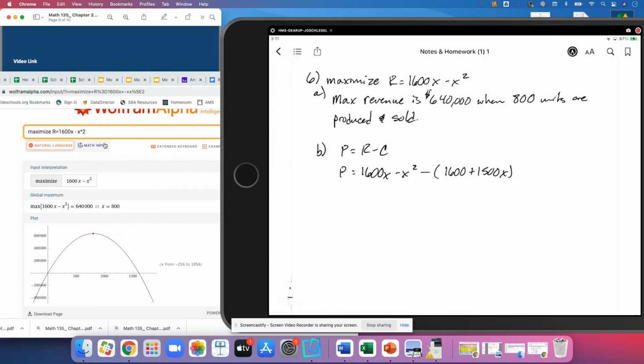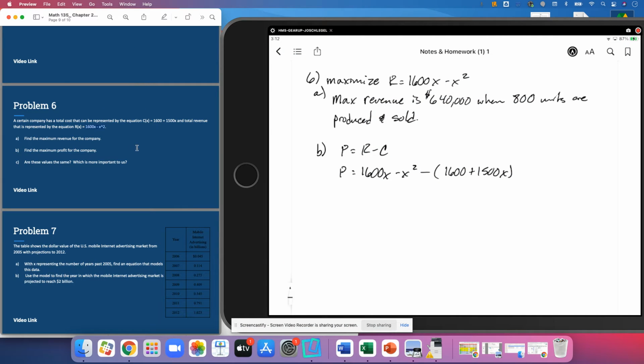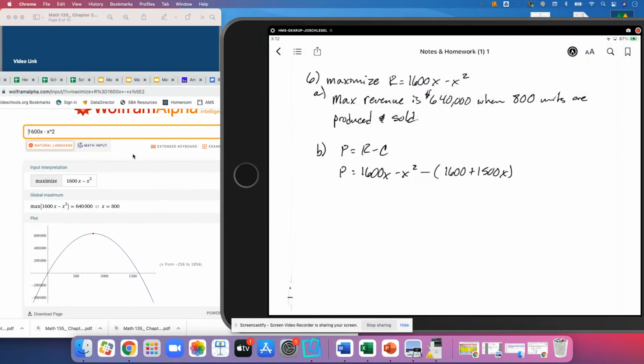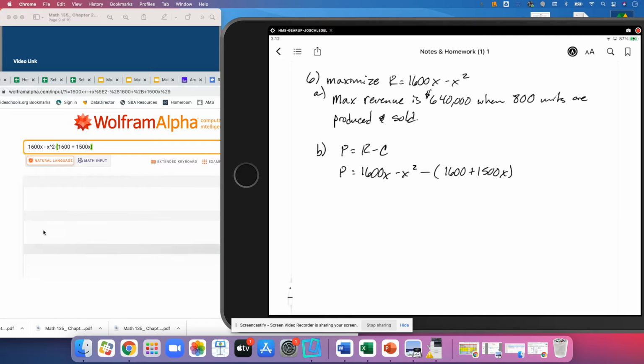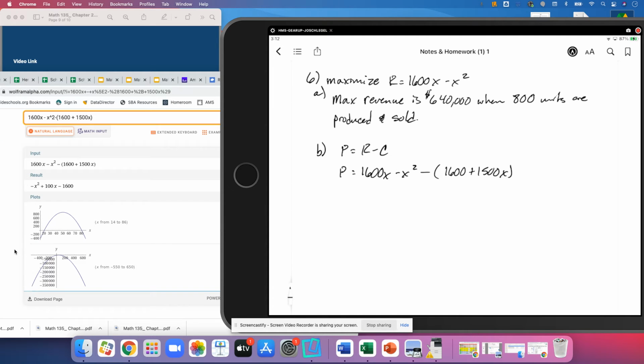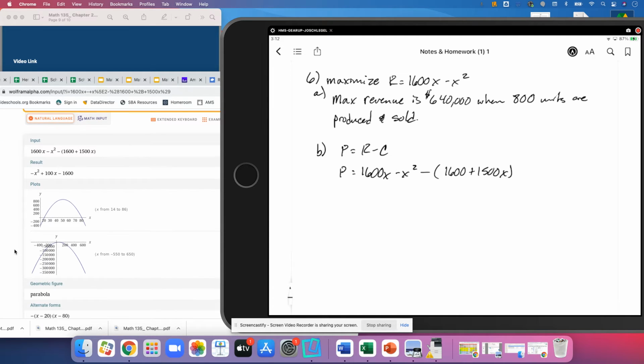I think I've already got the revenue function in there. I do. So I'm going to keep that. Then we will subtract the cost function. So subtract and make sure you put that parentheses. Close our parenthesis and away we go. We do get the profit function of negative x squared plus 100x minus 1,600.